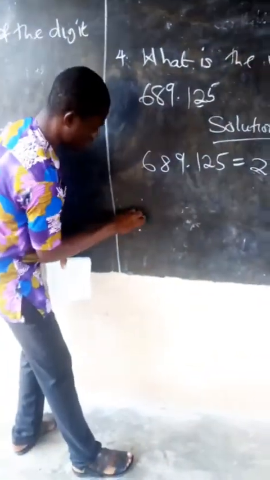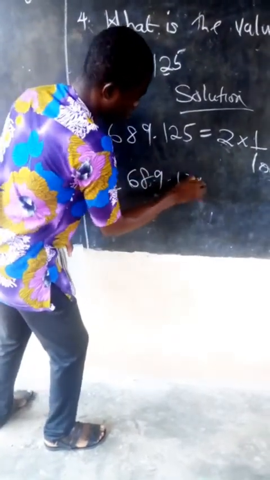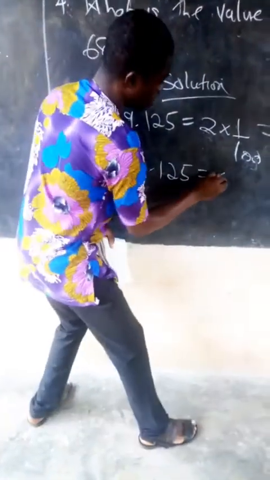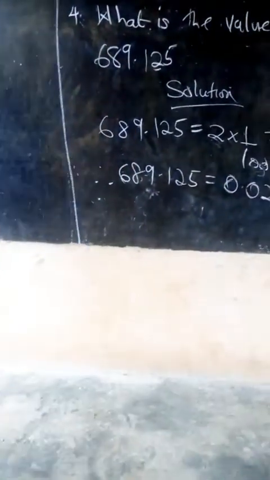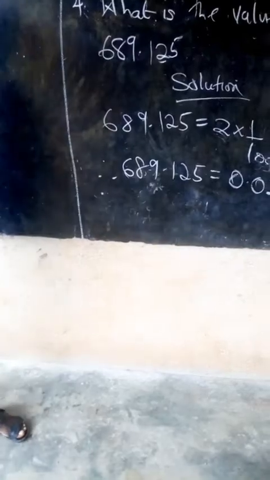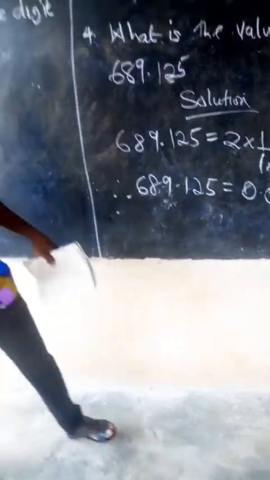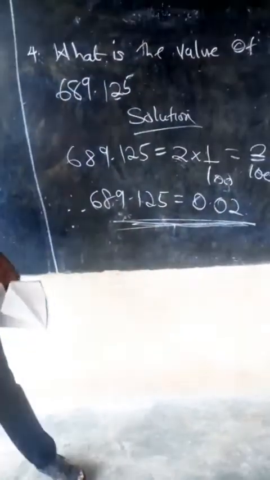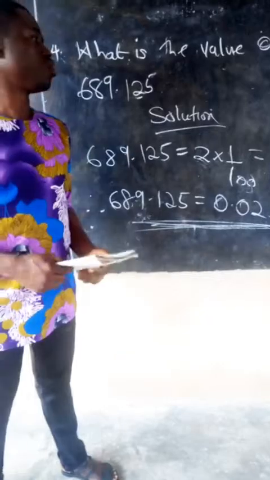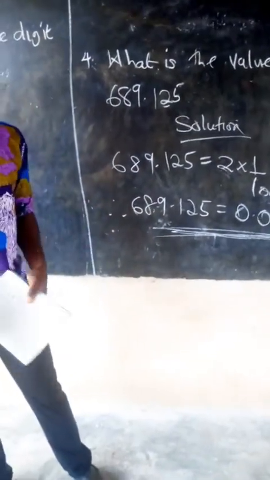Therefore, the value of 2 in 689.125 is equal to 0.02. This is our final answer. The value of 2 is 0.02. So we are moving to our last example under the place value decimal base.